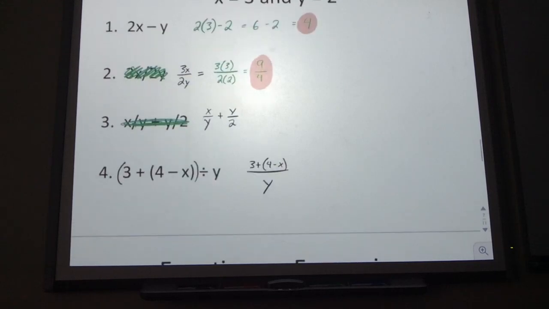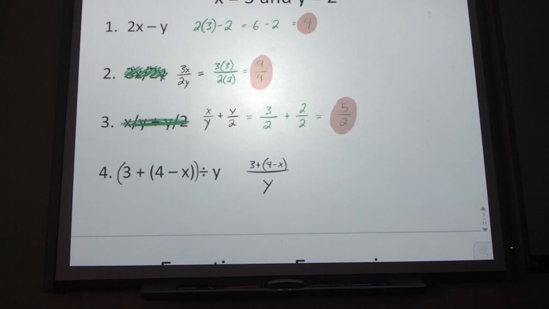Okay, our x was 3. It is alone, so we can just write it down. Our y is also alone, so we can write that down. Plus 2 over 2. Okay, they do have common denominators, which is great. So that is 5 over 2.